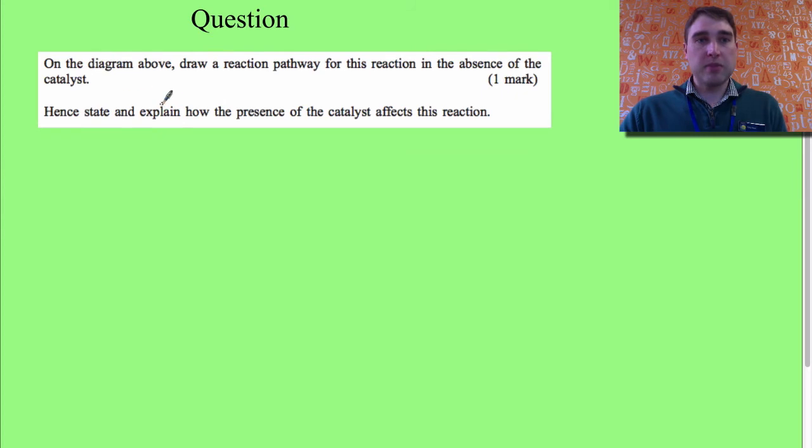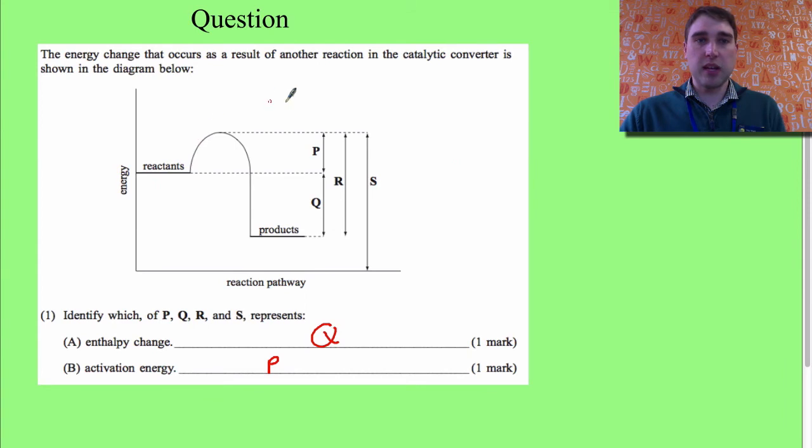On the diagram, show the reaction pathway for this reaction in the absence of the catalyst. If we go over here, it's a catalytic converter. In the absence of the catalyst, the activation energy would be much greater. So that's all we have to represent there.